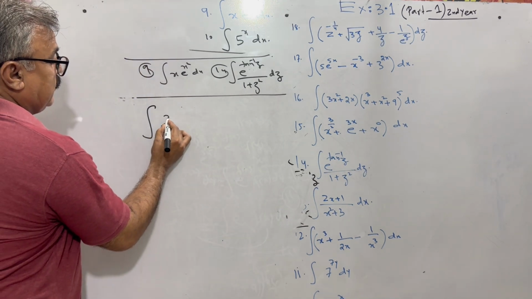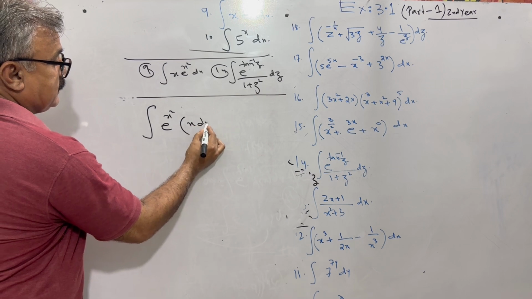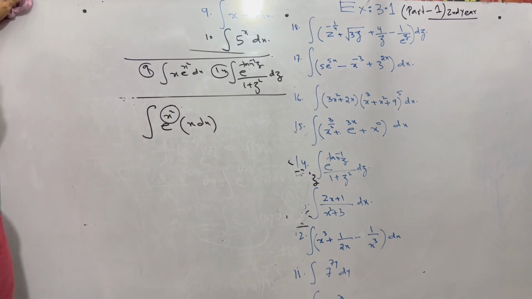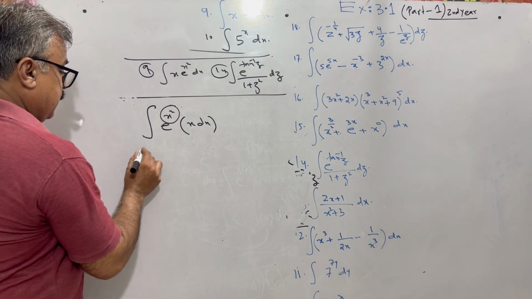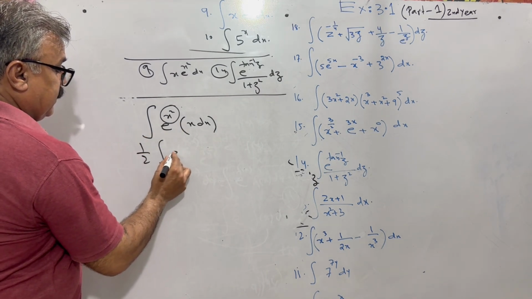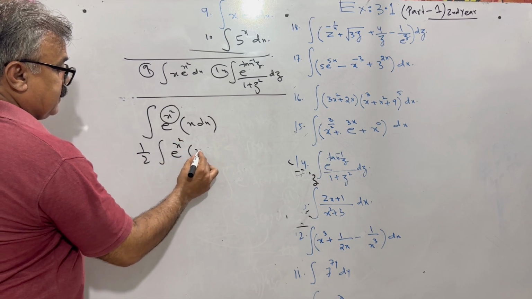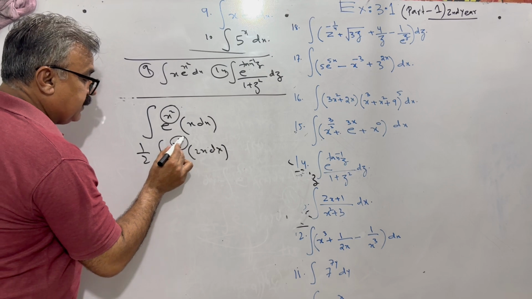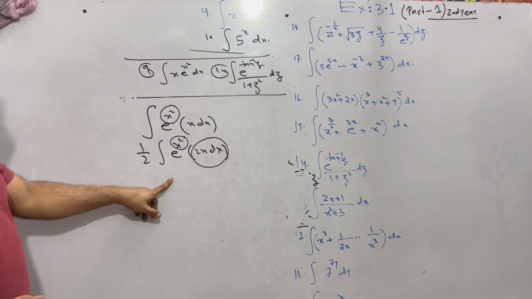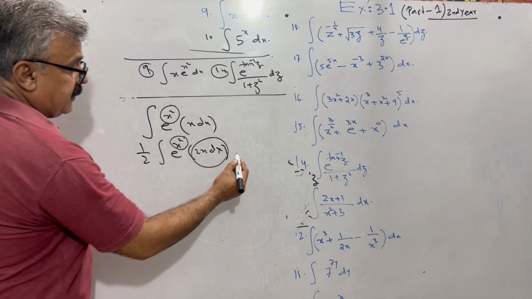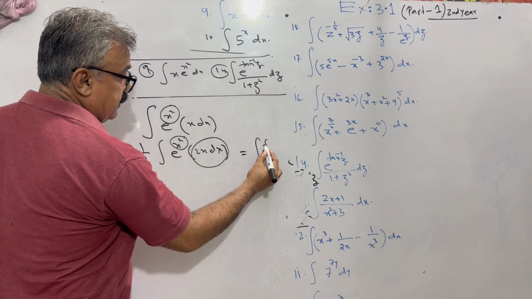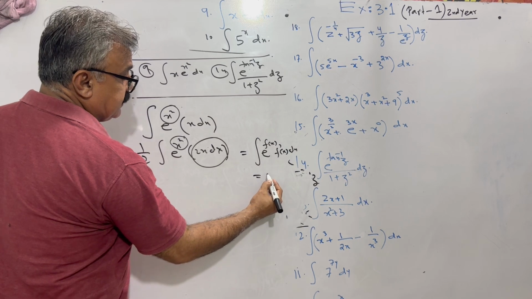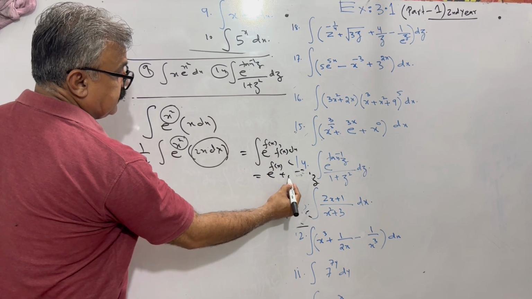It can be written as e raised x square times x dx. Differentiation of x square is 2x, so there is a deficiency of 2. Divide and multiply by 2. It can be written as e raised x square times 2x dx. Now look at this. It's our function, and it's our derivative. Where the function is placed, it's the power of e. That's the situation we have: e raised f of x, f dash of x. Its integration is only e raised f of x plus c.